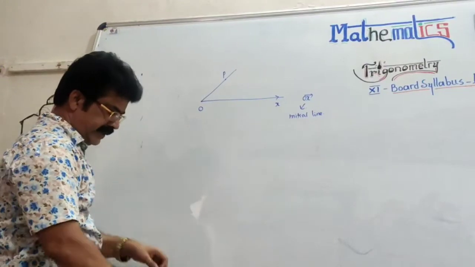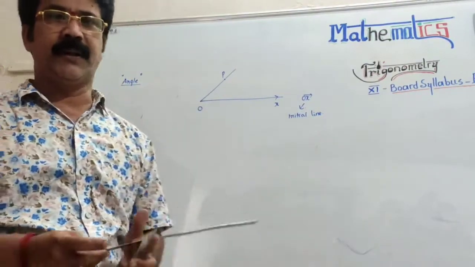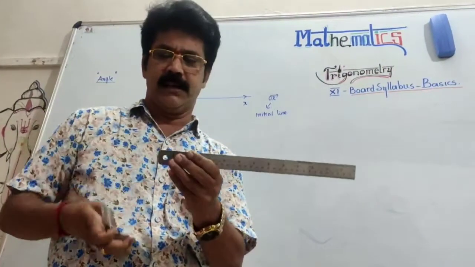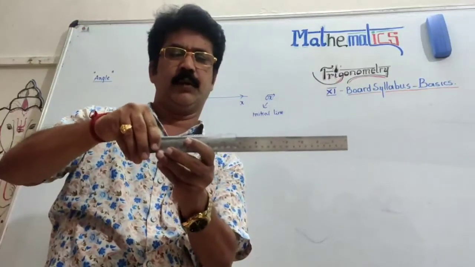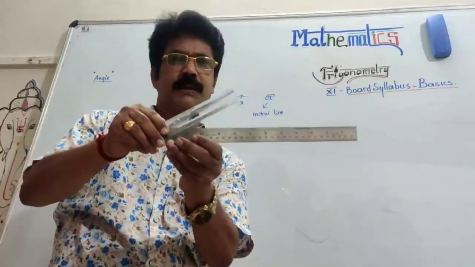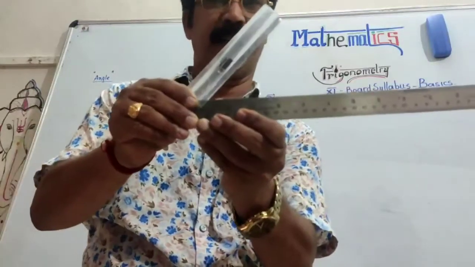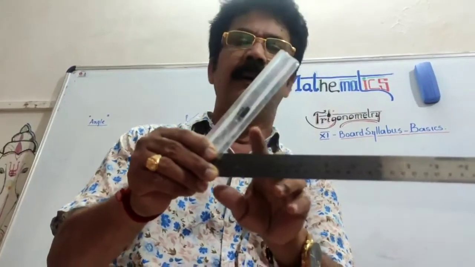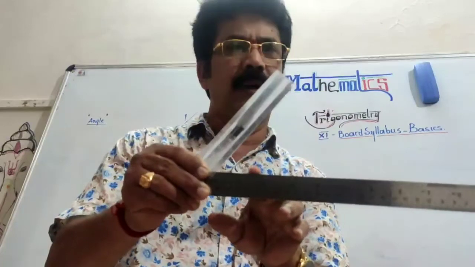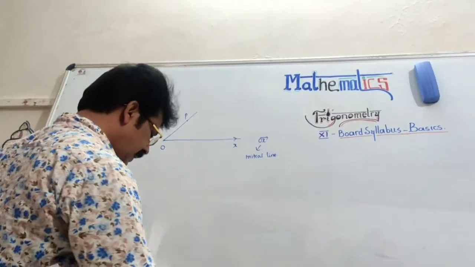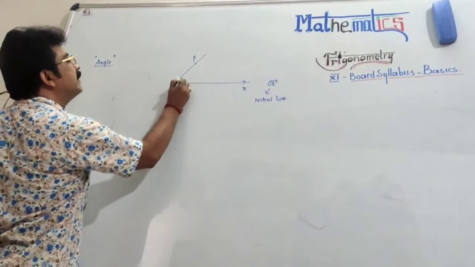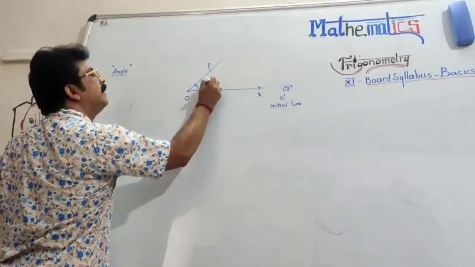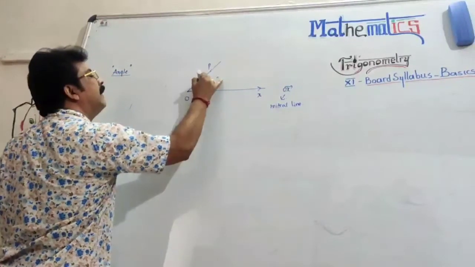Up to OP means, for example, this is O, the initial point. This is the initial line. For example, if it is rotated like that, then this amount of rotation, or the measurement of rotation, is called the angle. This is the simple definition. This is called an angle.